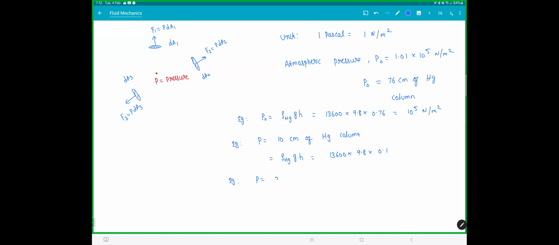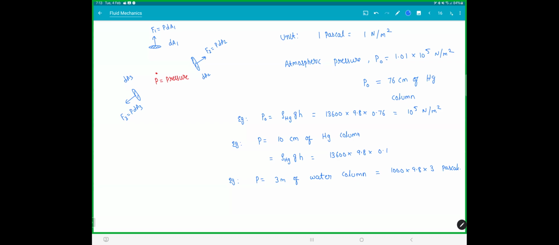They can even give you like this. Pressure P is, let's say, 3 meters of water column. So you can even change the liquid. That means rho is 1000, g is 9.8, and the height of water is 3 meters. Making sense? So they will not tell you in pascals. They will tell you it is 3 meters of water column. So you can get it from there also.